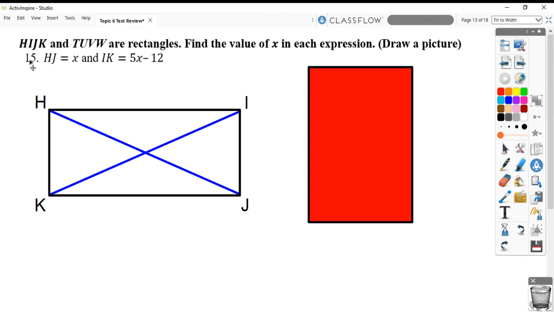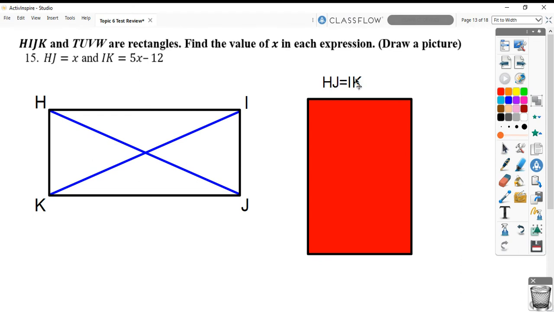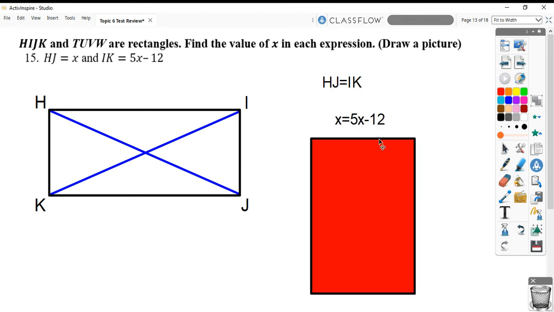This one tells us that HIJK is a rectangle, so we draw it going around the corners of HIJK. It tells us that HJ, this diagonal right here, is x, and IK, this other diagonal, is 5x minus 12. When you look at your properties of rectangles in your notes, one of the things we wrote down is that the diagonals are congruent. If the diagonals are congruent, this chunk equals this chunk. HJ equals IK, and that means x equals 5x minus 12.